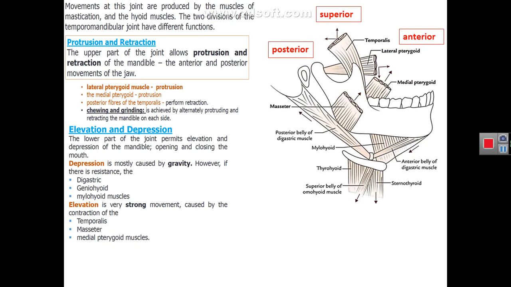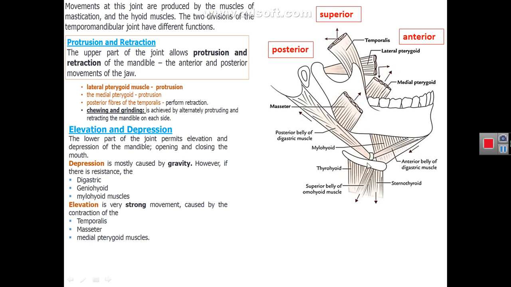Regarding first protraction, which is anterior protraction. Anterior protraction is produced by lateral pterygoid and medial pterygoid muscle, as the arrow indicates. While posterior movement or posterior retraction is action produced by the temporalis muscle.